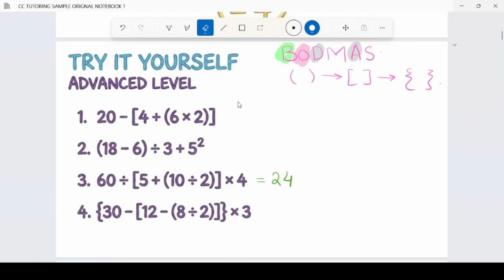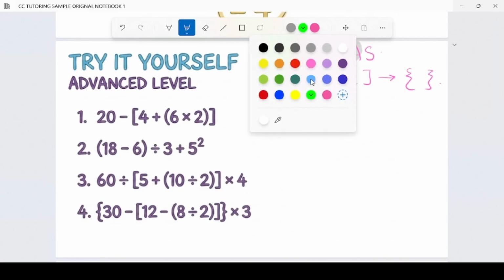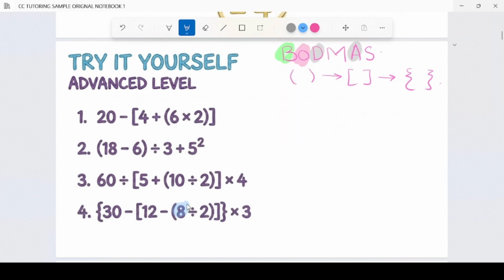Now moving to the other part. Okay, now there are flower brackets. First of all, I'll solve this part. 8 divided by 2, 4. So I have solved this part, 12. Now this is my bracket. This is my flower bracket, minus 30, multiplied by 3.